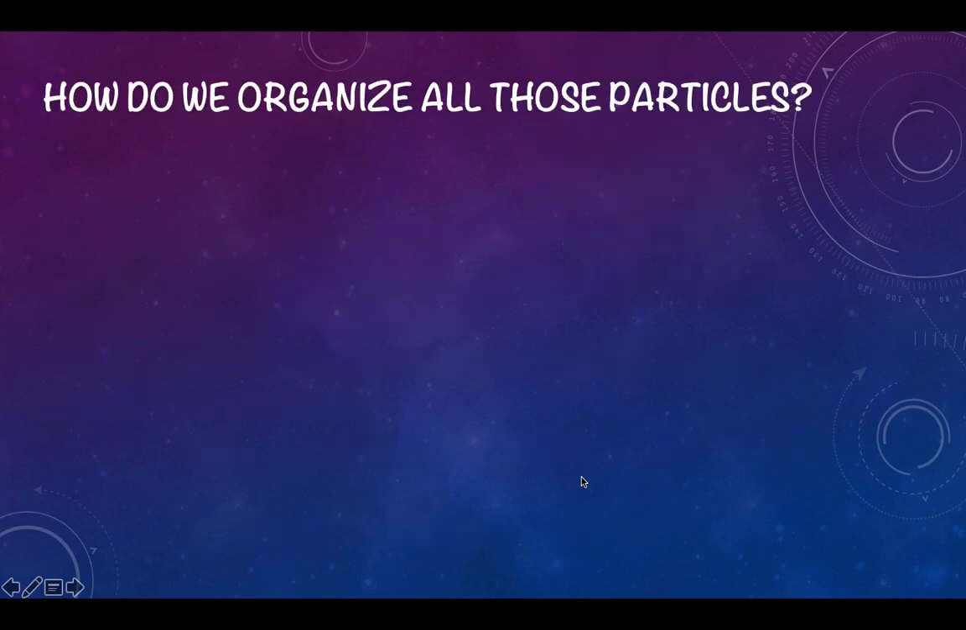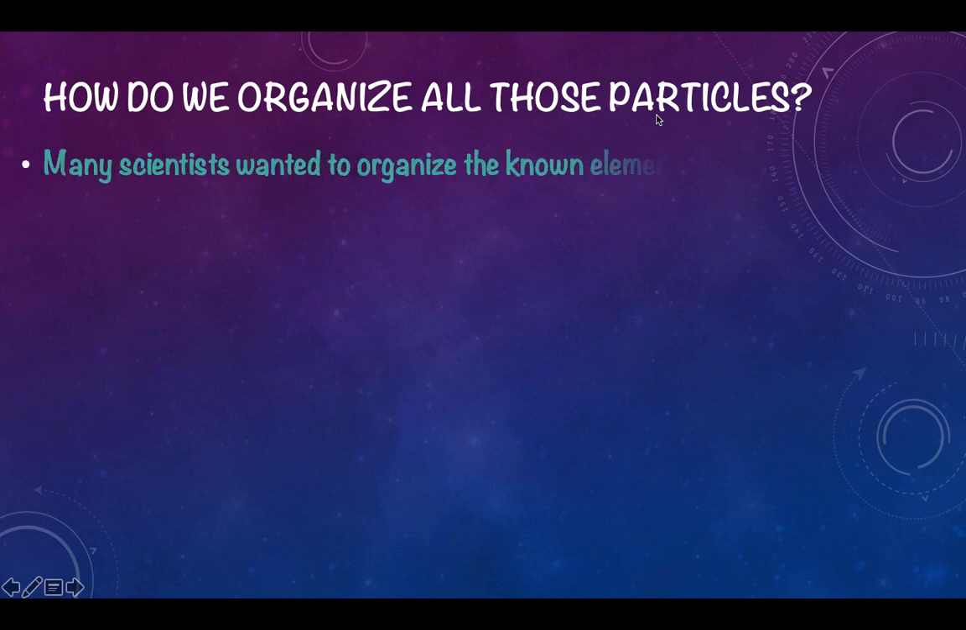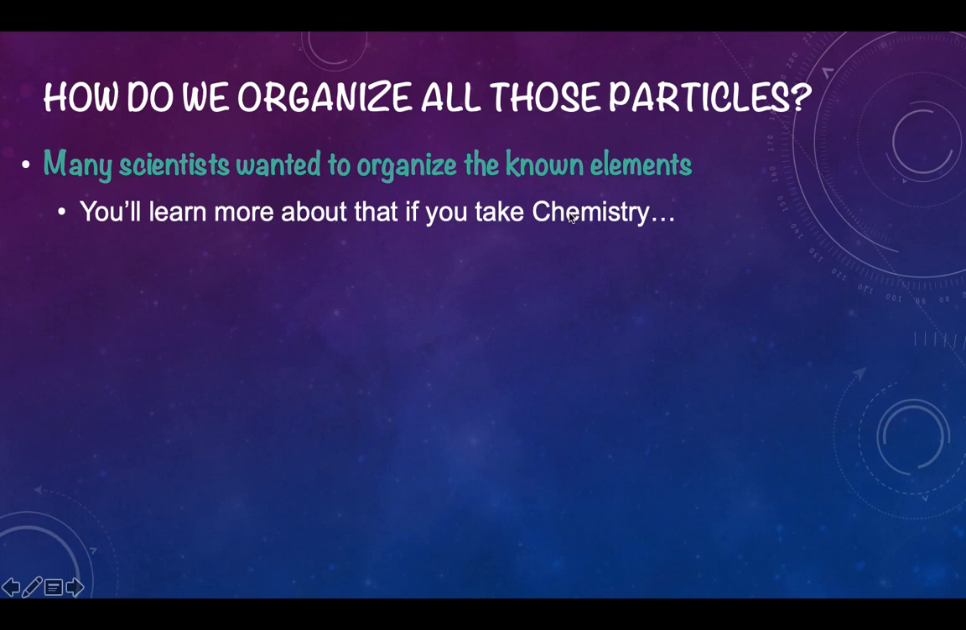Okay? Let's keep going. So now the question is, well, how do we organize all those different particles? Well, a long time ago, many scientists wanted to organize the known elements. Instead of just having a whole bunch of a list with no organization, you'll learn more about that if you take chemistry in maybe a couple years or maybe next year, depending on what your schedule allows. But the scientists wanted to organize the elements into something called the periodic table of the elements, which I sometimes call PTOTE. PTOTE, periodic table of the elements.